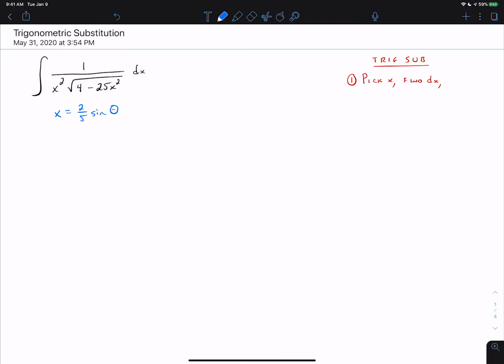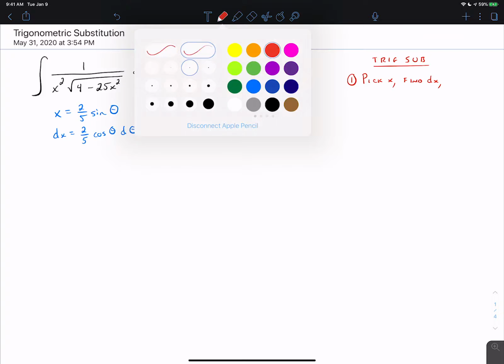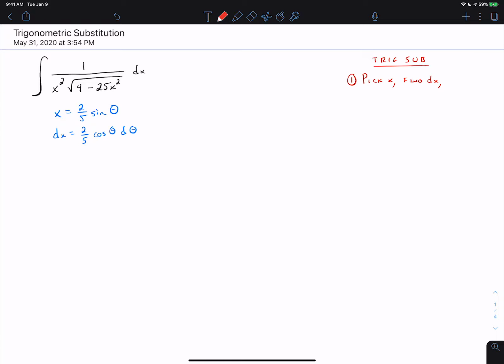And dx is like with u substitution, where it's going to be the derivative of this times d theta. So we're going to get 2/5 cosine theta d theta, or you could think of that as dx d theta is 2/5 cosine theta, and then solve for dx. Either way, we're going to pick x, we're going to find dx. Normally, but not always, we're going to get rid of a square root, and we're going to do that on the side.